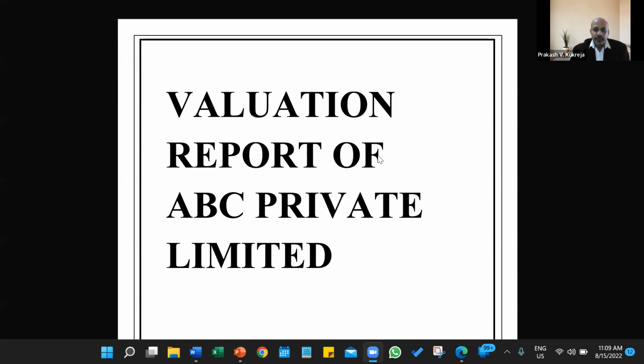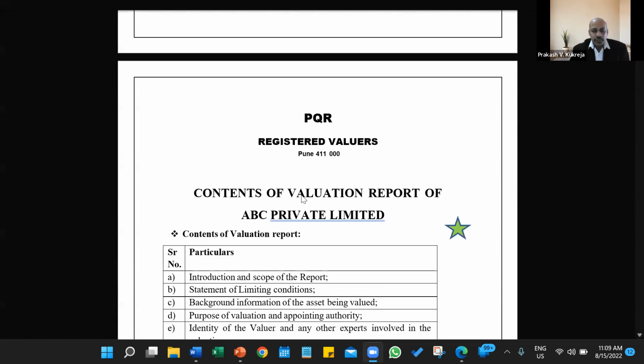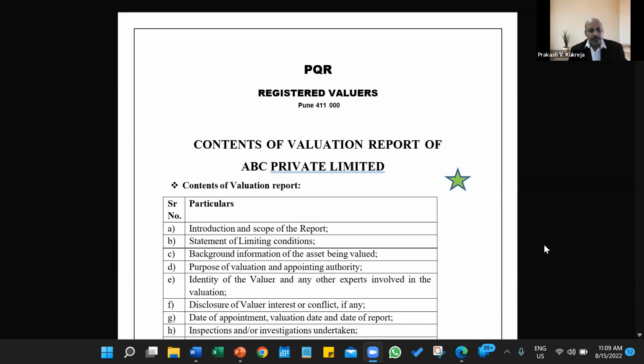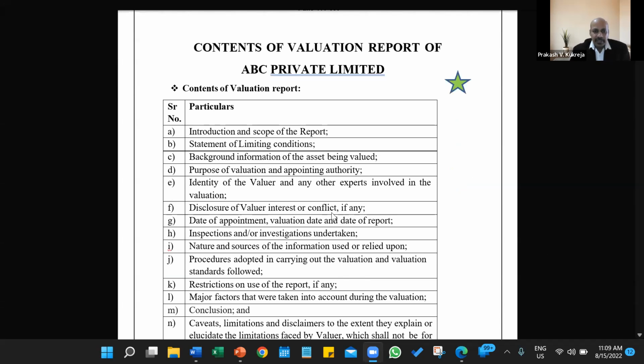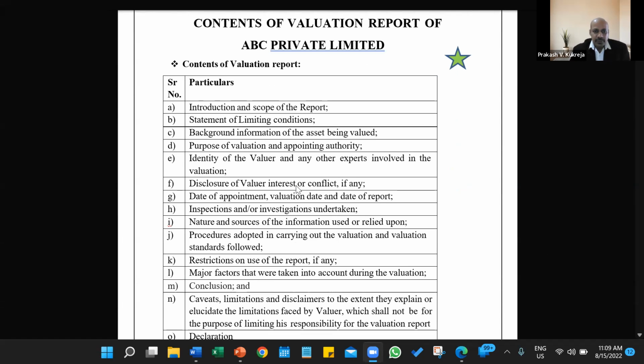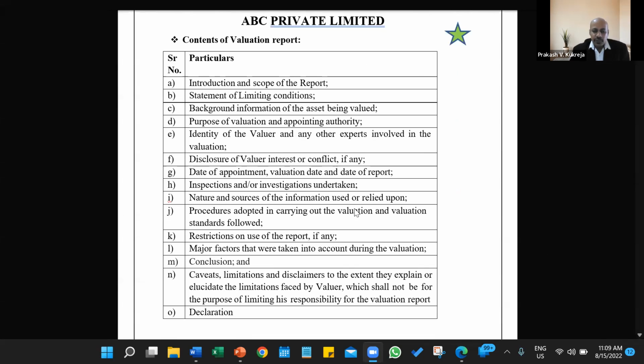So this is a valuation report for ABC Private Limited, done during a CRP under IBC by a registered valuer for SFA. This is the first page of the report, which gives the contents. It covers everything, right from the introduction, the scope, limiting conditions, background, the purpose, the details about the valuer, disclosure, relevant dates, and inspection and investigation done by the valuer. So it is actually very comprehensive and complete. But now let's look at the detail of each and every section of this report.